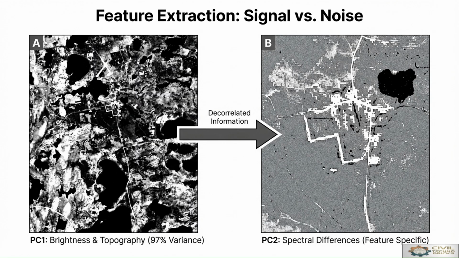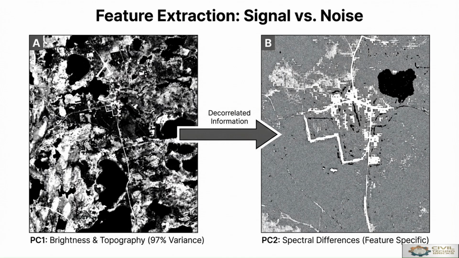So principal component analysis separates meaningful information, that is signals, from unwanted noise in remote sensing data. Principal component 1 usually contains brightness, terrain, and major landscape information. Later components often contain noise or minor variations. Feature extraction enhances the visibility of important land and surface characteristics.